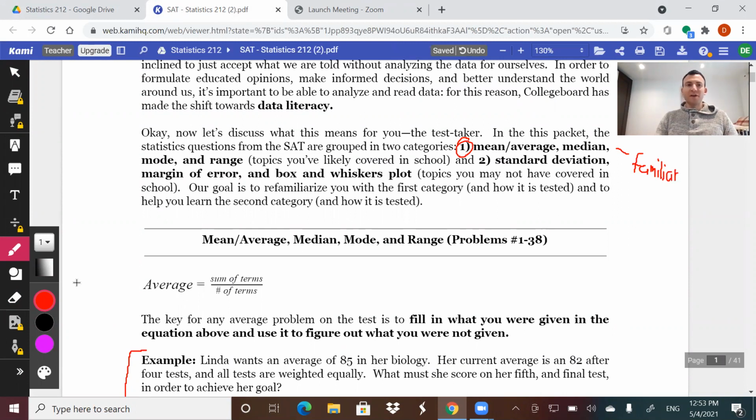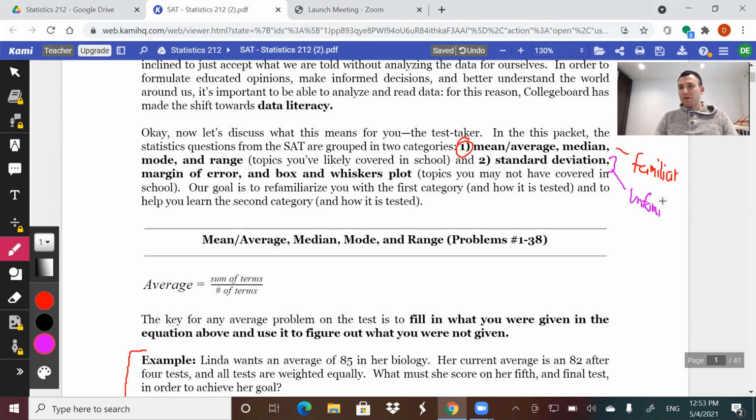The other half is something that you may not have seen for GCSE. Standard deviation, margin of error. Most people are not familiar with margin of error. It's a simple enough concept once explained. And box and whiskers plots, which are coming up more and more frequently on the test. So I would call these, for most people, the unfamiliar.